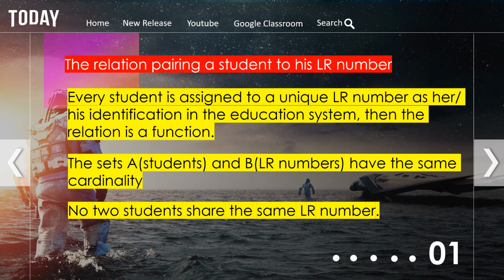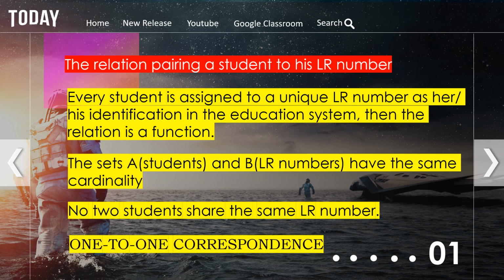So in every student, there is a unique LR number given to them. Therefore, this is a one-to-one relationship.